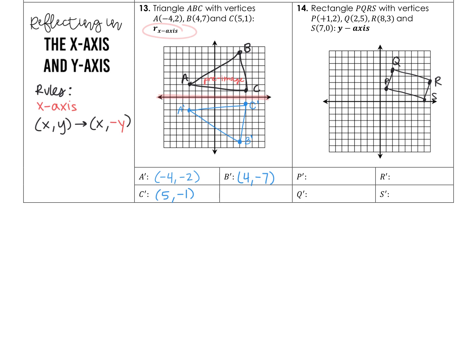Okay, if I'm reflecting over the y-axis, then I'm going this way. I'm reflecting over that line, so then again, you're counting. You're trying to flip it over the other direction, and you're counting how far away it is from the line of reflection.